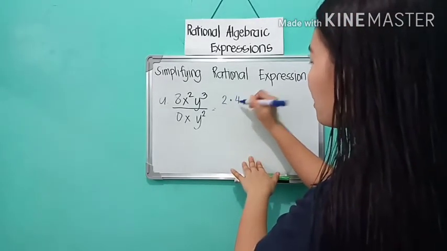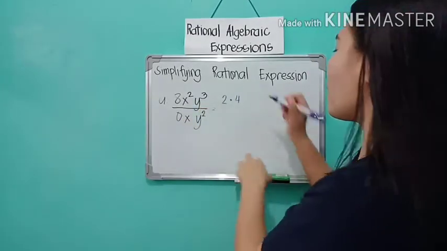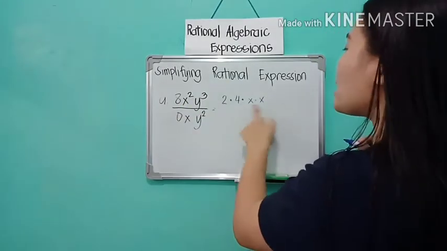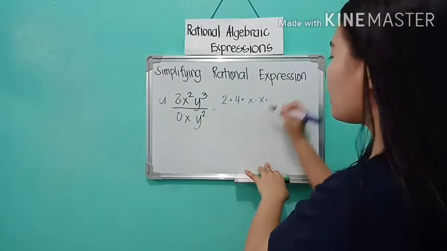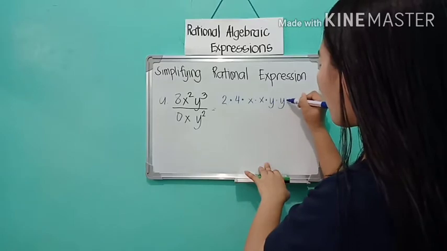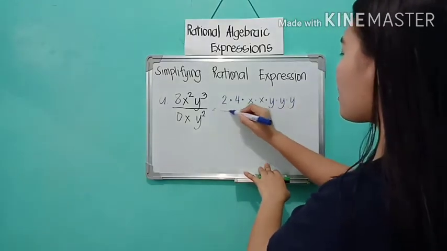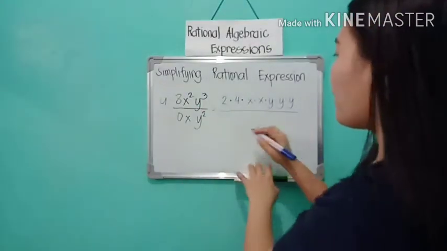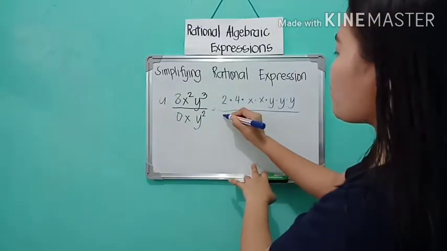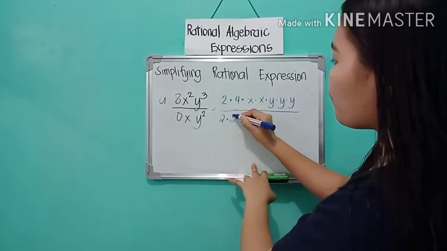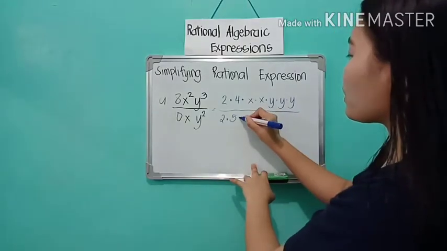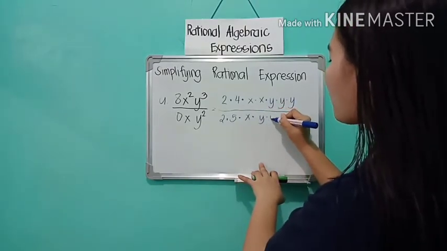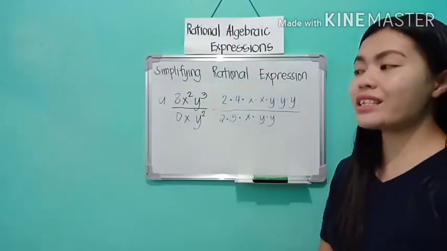So we have here 2 times 4. Expand natin yung x squared, so we have here x times x. This is because x squared has 2 x's. Then we have y times y times y. We have 3 y's because it is y cubed. And then the factor of 10 is 2 times 5, and 2 times 5 is equal to 10. Expand pa natin, x, isa lang, because it's only 1. And then we have here y times y.